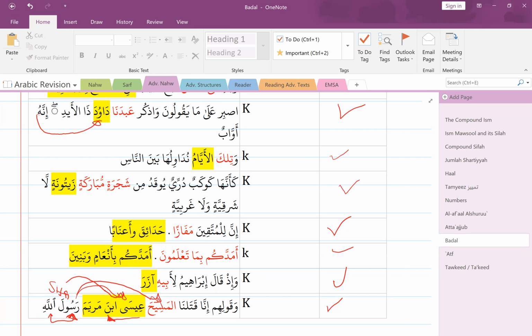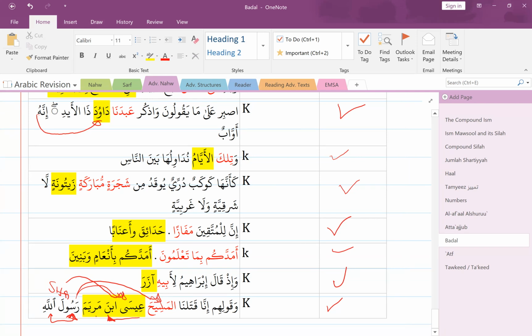I think, Sister Ilham, yes, badals are possible one after the other. We can see Rasulullah is, you're right, a sifa. But Al-Masih is the mubdal minhu, then Isa is badal number 1, and then Ibn Maryam is badal number 2. Or you can say it is atf bayan also. So it's basically two badals back to back, both going to Al-Masih.